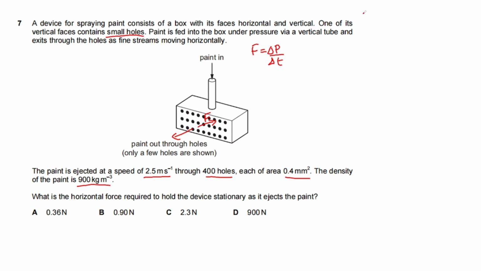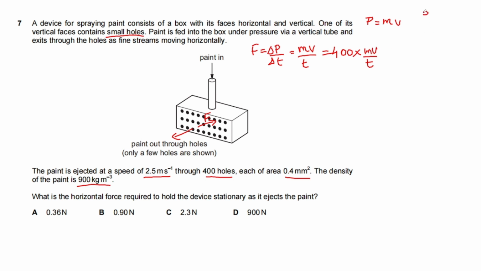You know the momentum p is equal to mass times velocity, right? So here it would be mass times velocity divided by the time taken. But this force is not only from one hole, it would be from 400 holes. So you need to consider 400 multiplied by mv over t. But we have the velocity, but we don't have the time and the mass.